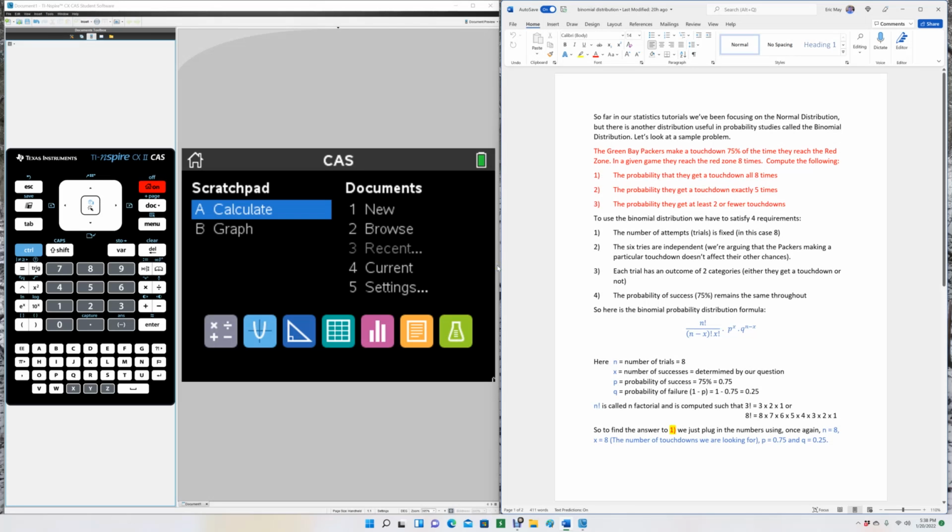So far in our statistics tutorials we've been focusing on the normal distribution, but there is another distribution usable in probability studies called the binomial distribution. Let's look at a simple problem.